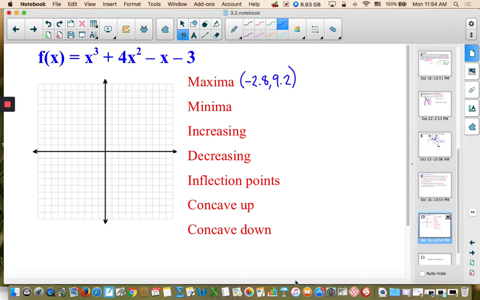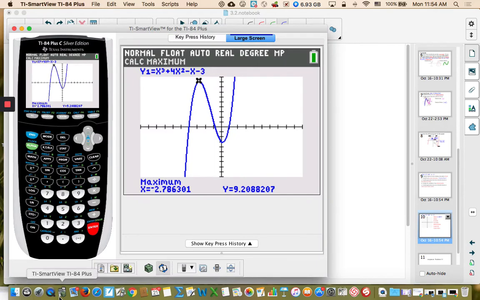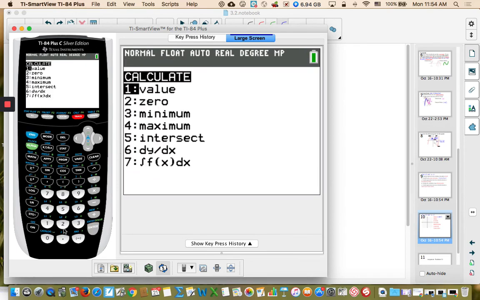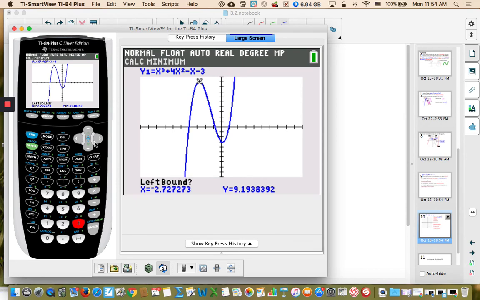Before I sketch that graph, I'm going to find that minima as well, that minimum. So now if I go over here and I want to find this minimum, I do the same thing. I go second trace. This time I go down to number 3 instead of number 4. Left bound, well, I'm already to the left of it, so I can just press enter. Right bound, I need to go over here till I'm to the right of it and press enter. And then I can just press enter one more time.